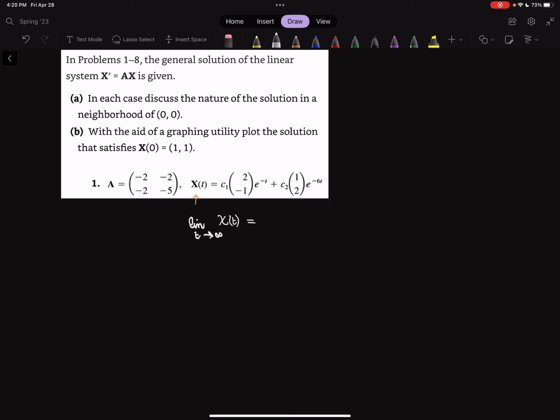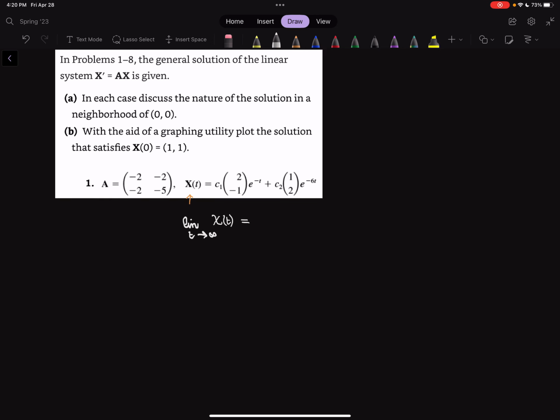But in this case, since they give us the solution, all we have to do is say, okay, well, if this first solution gets larger and larger, this becomes a smaller and smaller number. Because if I have 2 to the negative 1, that's going to be 1 over 2. If I have 2 to the negative 2, that's going to be 1 over 2 squared, which is 1/4. If I have 2 to the negative 3, that's 1 over 2 to the third, which is equal to 1 over 8.